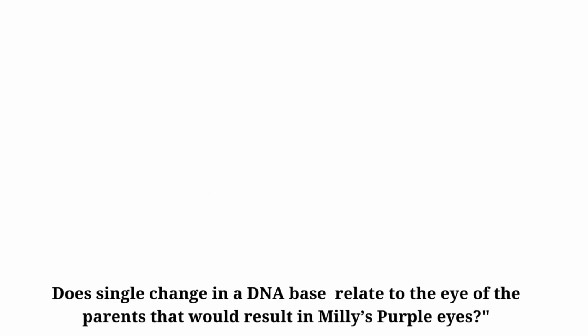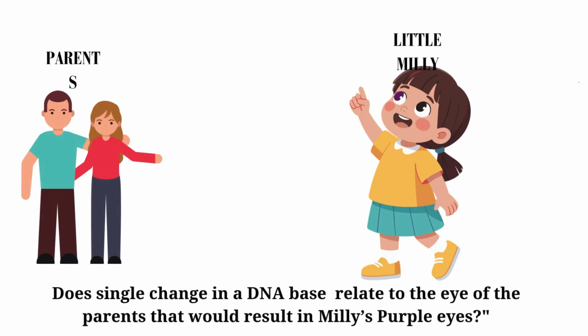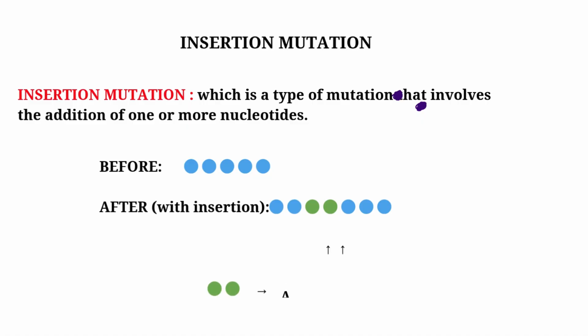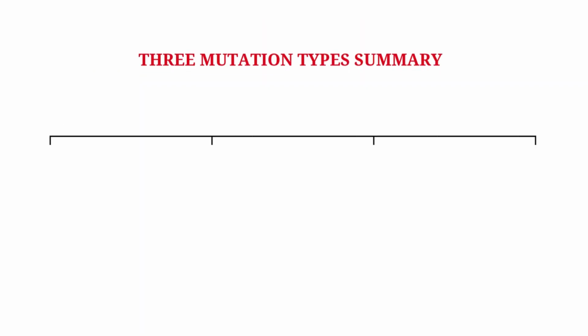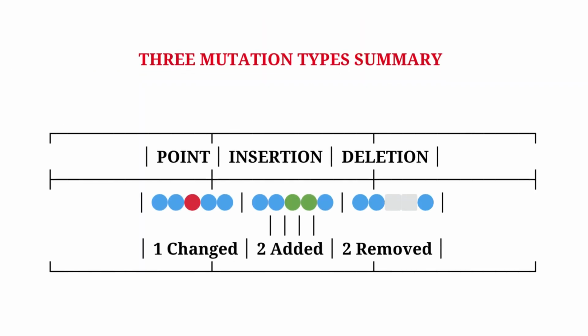So if there's a single change in a DNA base, does that relate to my parents' genes that would result in my purple eyes? Not entirely, but it could also be an insertion mutation, which is a type of mutation that involves the addition of one or more nucleotides into a segment of DNA. In that case, we can also talk about the other type of mutation, which is deletion, the removal of one or more DNA nucleotides from a gene. So those are the types of mutation.